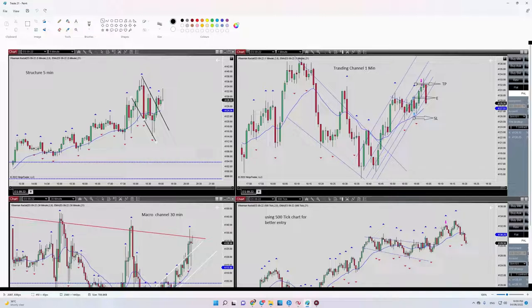Actually, this trade was kind of risky. We can consider it as a medium risk, but yeah, this trade was profitable.